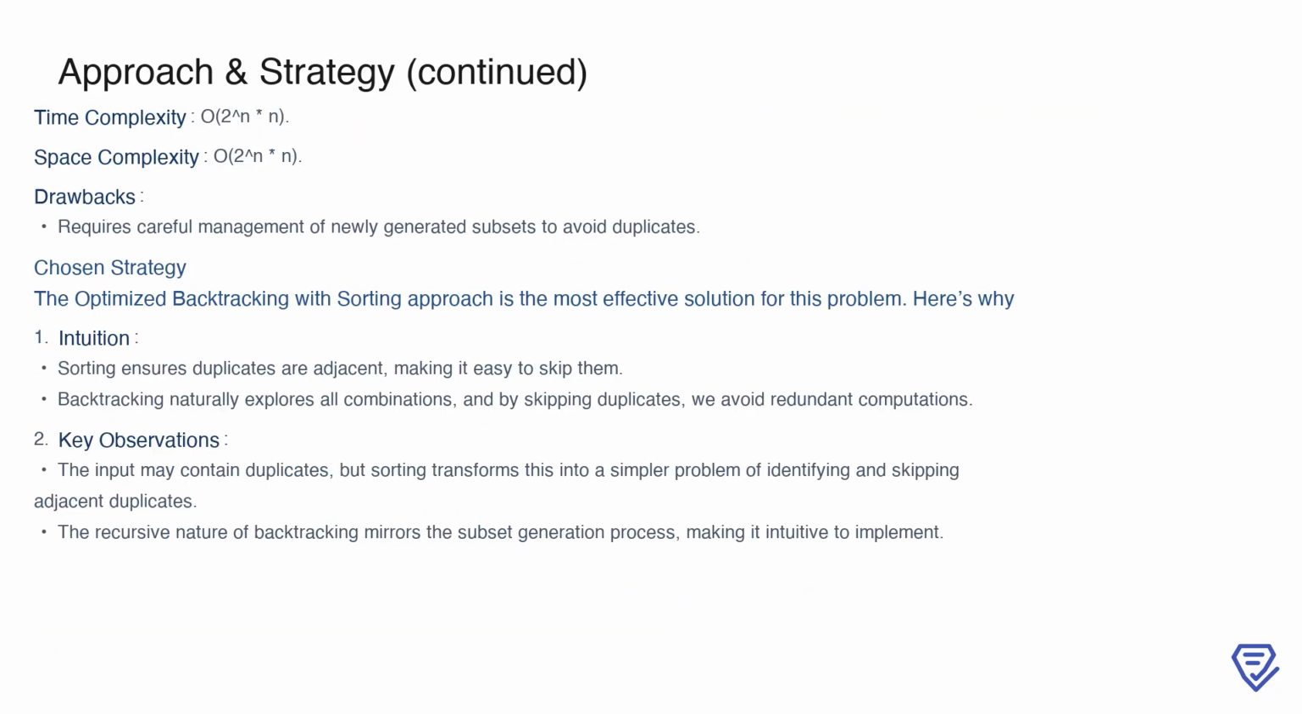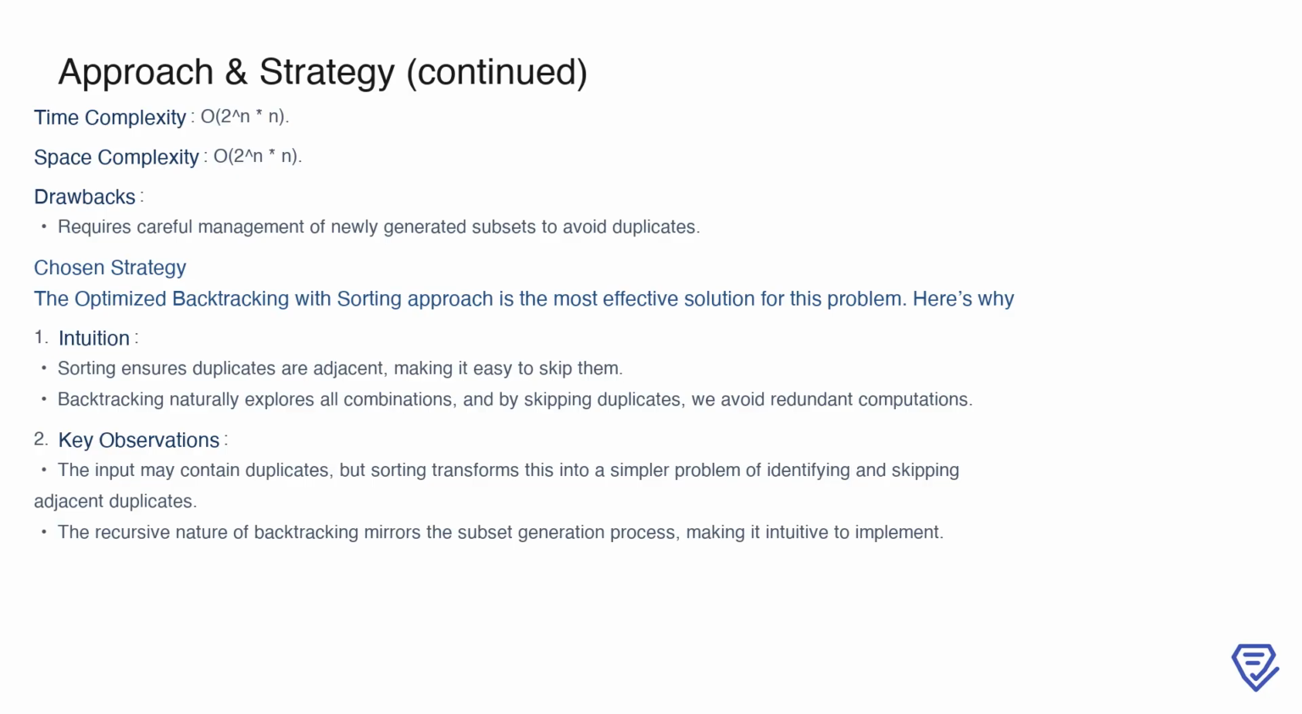Another approach to consider is iterative subset generation. Here, we build subsets one element at a time. Starting with an empty subset, we iterate through each element in the array, adding it to all existing subsets to form new ones. To manage duplicates, we track the subsets generated at the current iteration separately from those carried over from the previous iteration. While this method is viable, it requires careful handling to ensure duplicates are avoided, which can make the implementation more cumbersome.